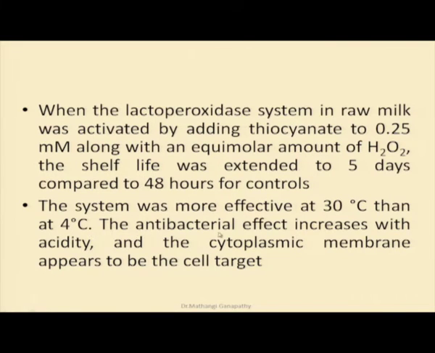The antibacterial effect increases with acidity and the cytoplasmic membrane appears to be the target, meaning the cytoplasmic membrane of the organism becomes more permeable, and as the acidity increases here, the bacterial membrane will get ruptured, microbes will get destroyed, because of which your milk will get extended shelf life.